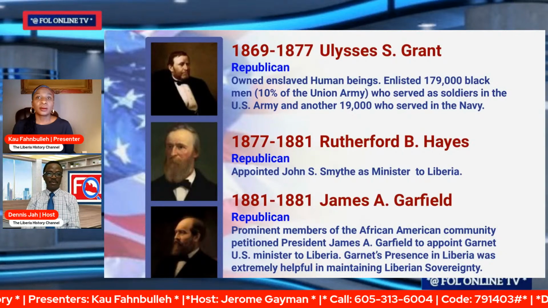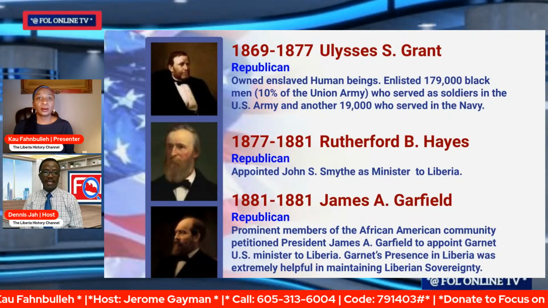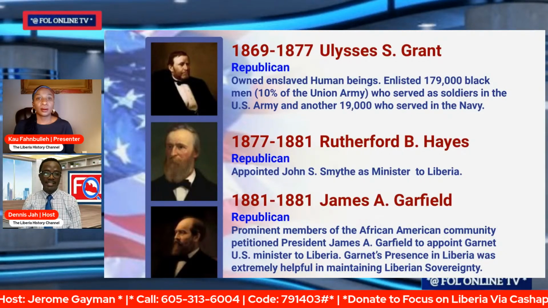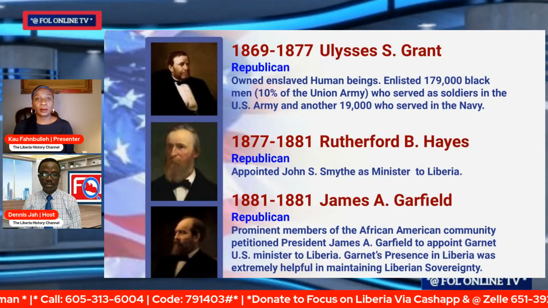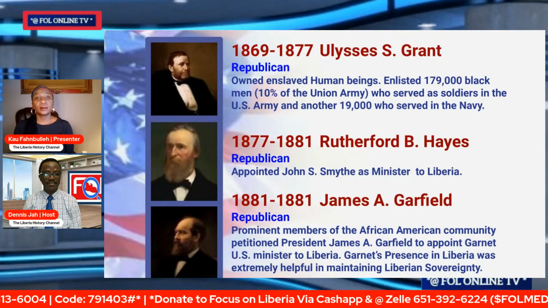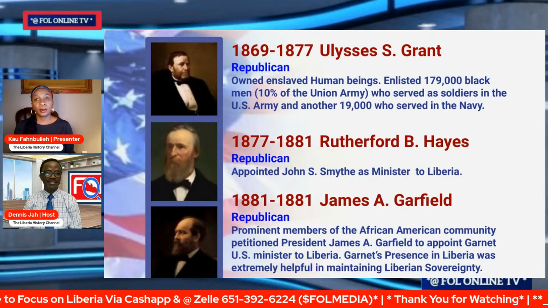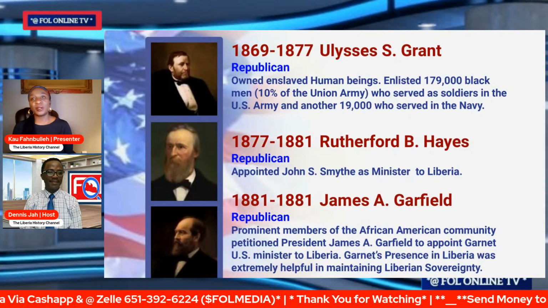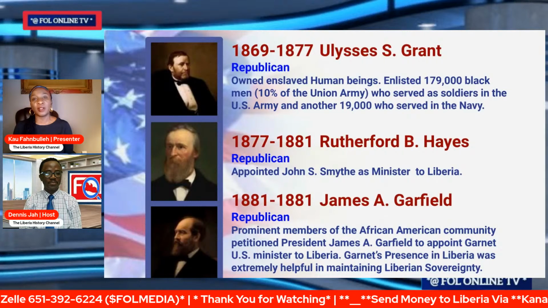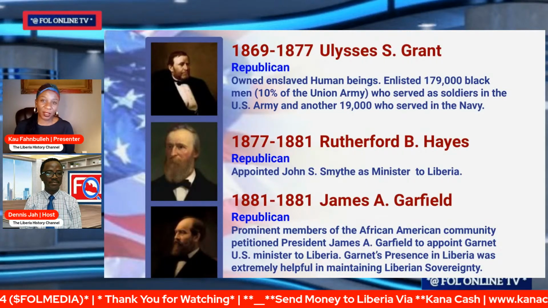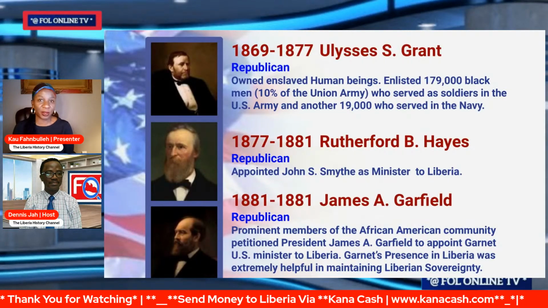1877 to 1881, Rutherford B. Hayes appointed John S. Smythe as minister to Liberia. Smythe Row is named after this person, I guess. I don't know. There were a lot of people who emigrated, especially recaptured Africans, who had a tendency to adopt the names of American presidents.